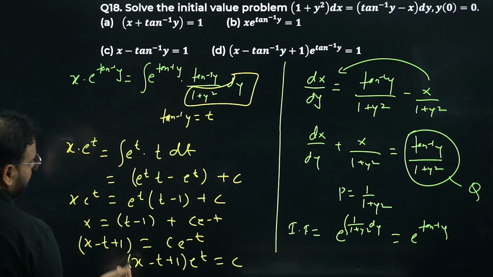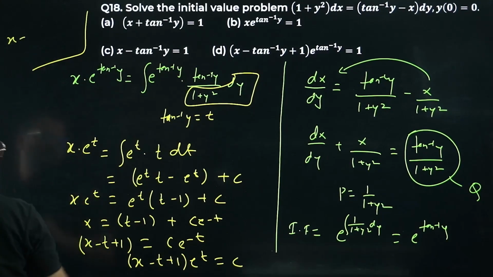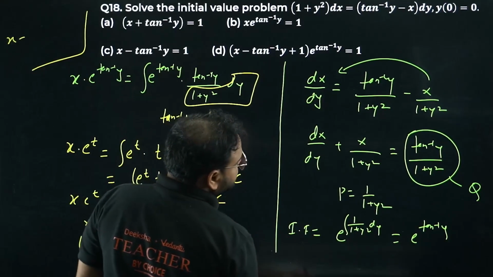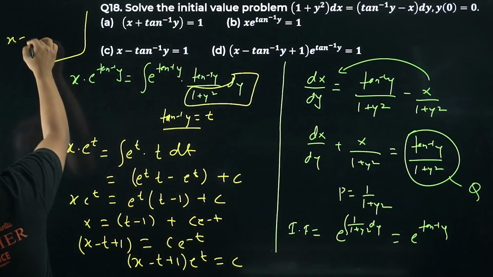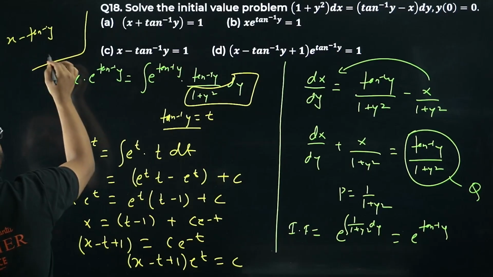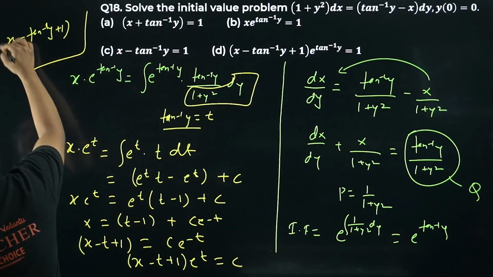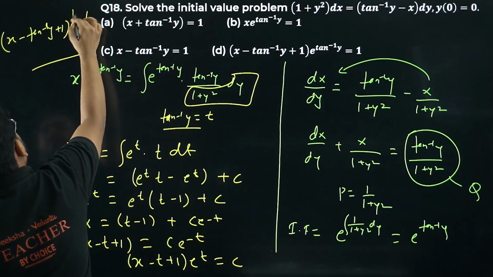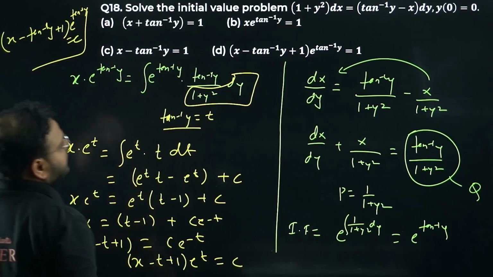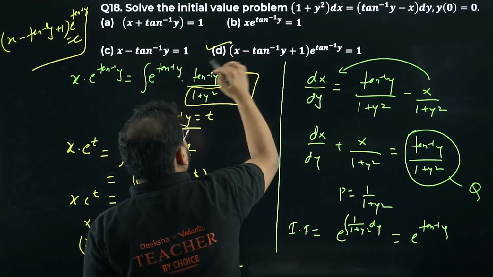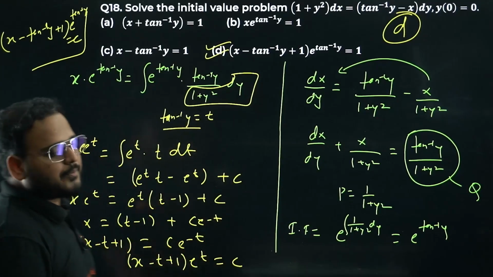Put the values back. I get, please check. I'm putting the values back. x is as it is, x minus t. So t is nothing but tan inverse of y. So x minus tan inverse of y, and we have plus 1, so put here plus 1, and times e power, same thing, tan inverse of y equals to c, sir. Any option like this? Please check. Option D is the correct option. Option D is the correct option.